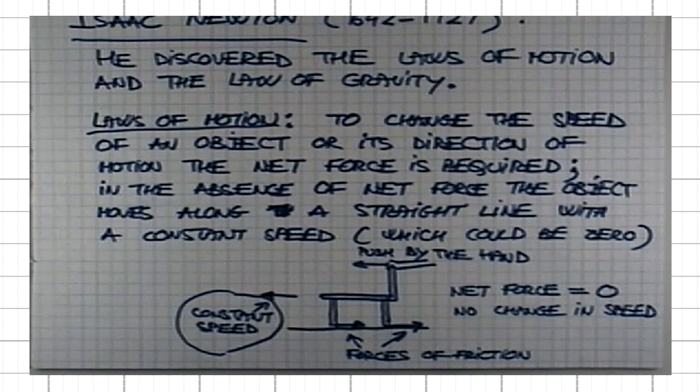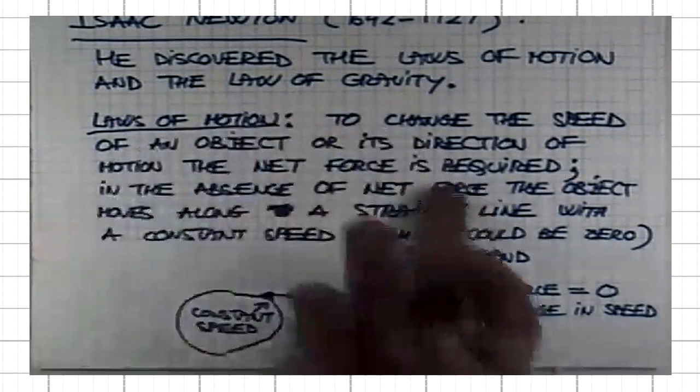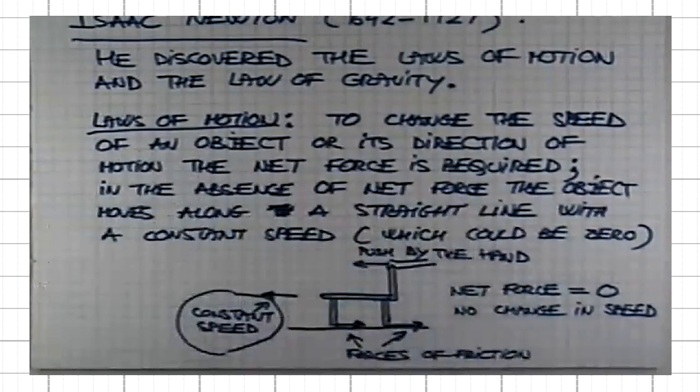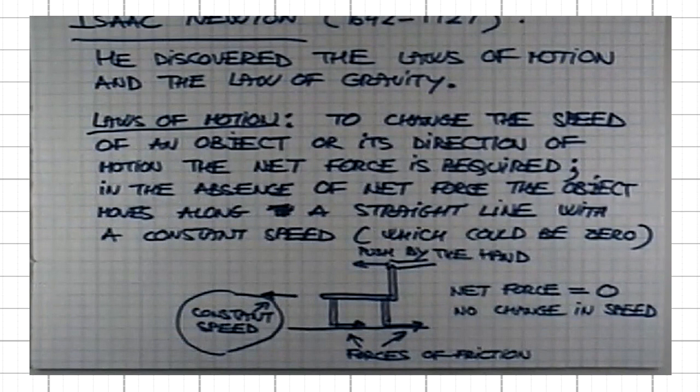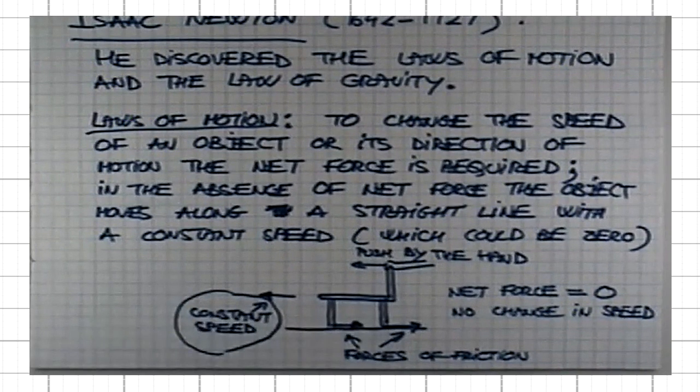So his laws of motion are not very intuitive. Nevertheless, they are correct, and this is their essence. Again, in order to change the speed of an object, either increase it or decrease it, or to change the direction of motion, you need to apply the force. If there is no net force, like in this case here, then the object moves with a constant speed, or in the particular case of constant speed, it's at rest.